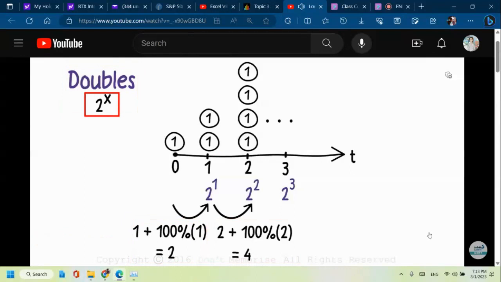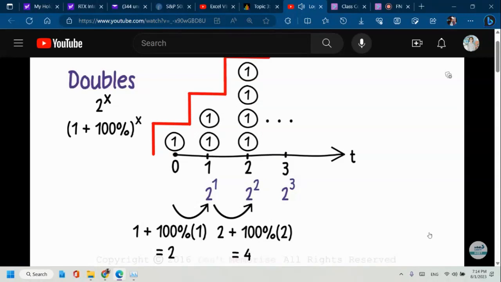So 2 raised to x can also be written as 1 plus 100% raised to x. It's like you're getting a 100% return on your investment. But hold on, we are making an assumption here. We are assuming that growth happens in a discontinuous fashion. We are seeing growth in steps here.